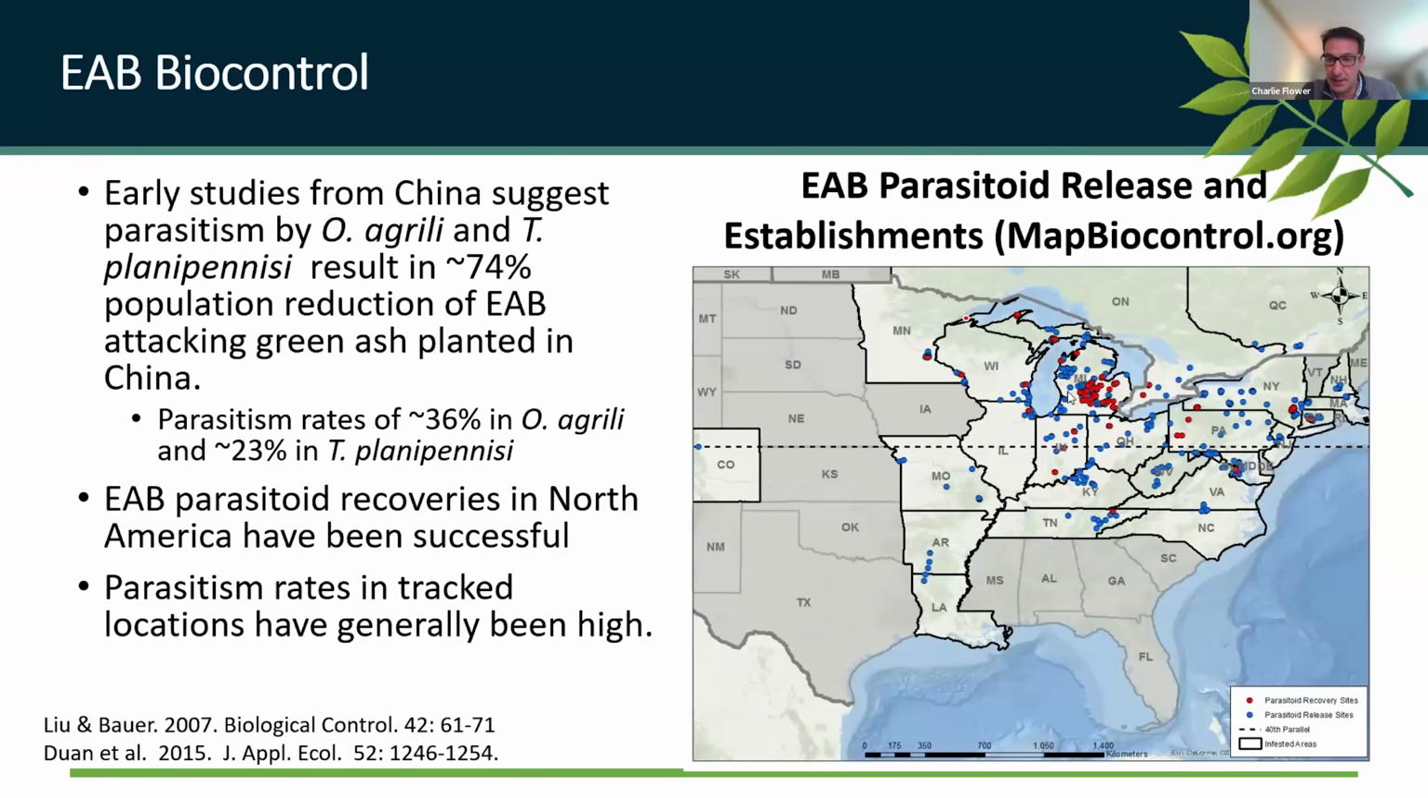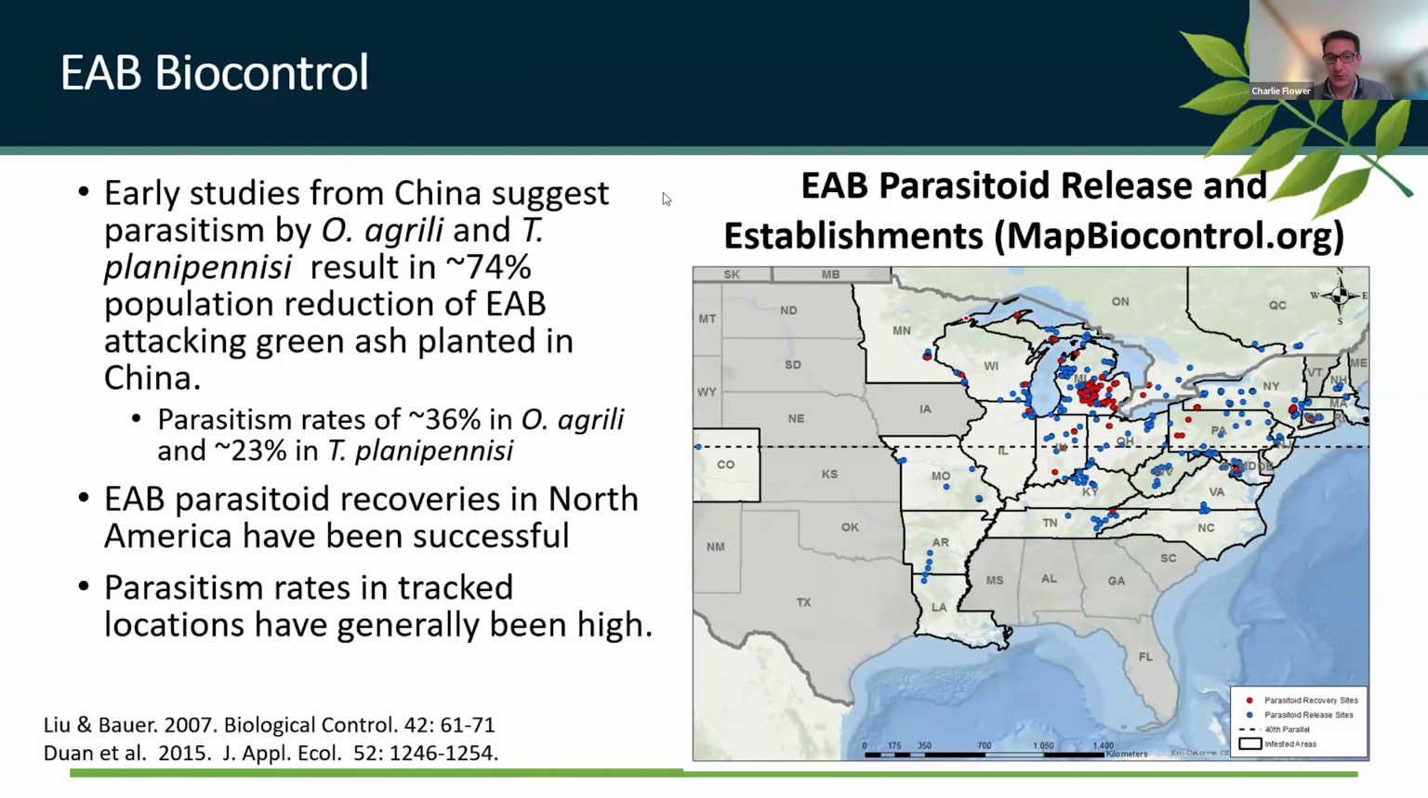And so here's a map of the MAP biocontrol EAB parasitoid releases across the eastern U.S. This was an earlier map, so there's probably more dots on the map by now. But early studies from China suggest that the parasitism by Oobius and Tetrastichus result in about 74% population reduction in green ash in China. And so we get parasitism rates of 36% for Oobius and 23% for Tetrastichus.